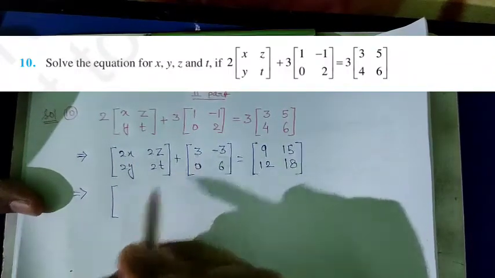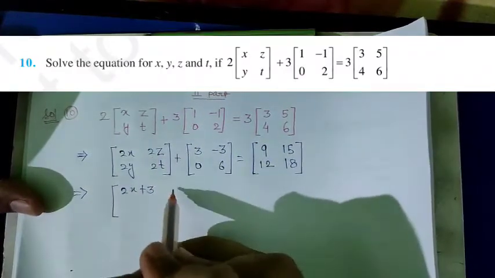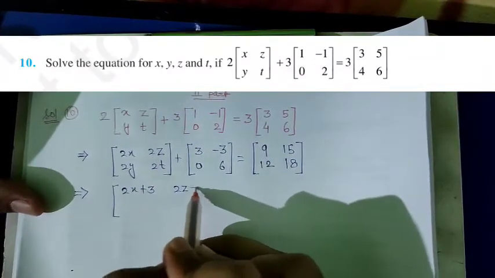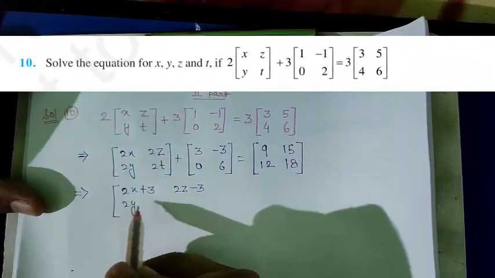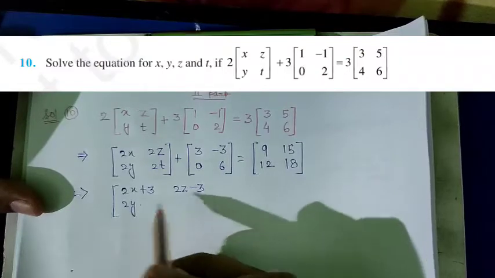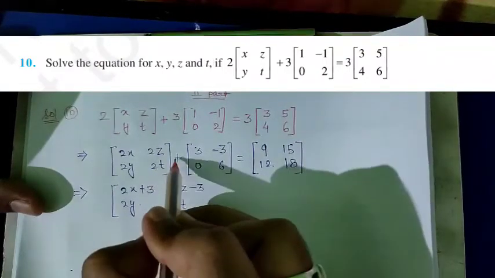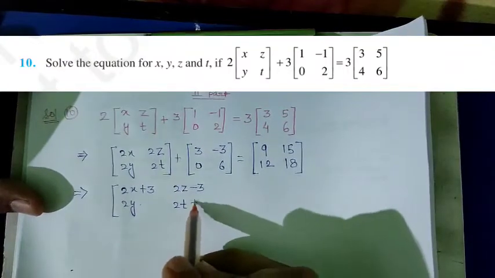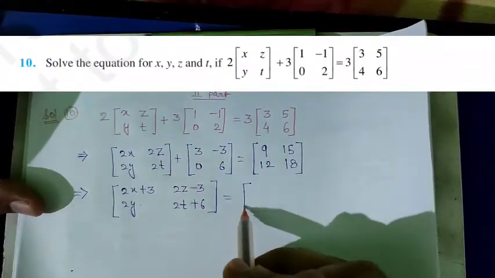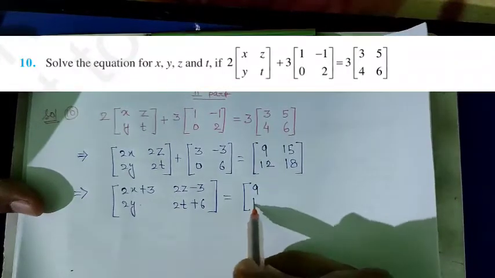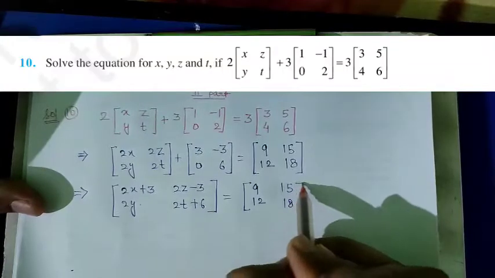2x plus 3, 2z minus 3, 2y plus 0, no need to write, 2t plus 6. Now this is equal to 9, 12, 15, 18.